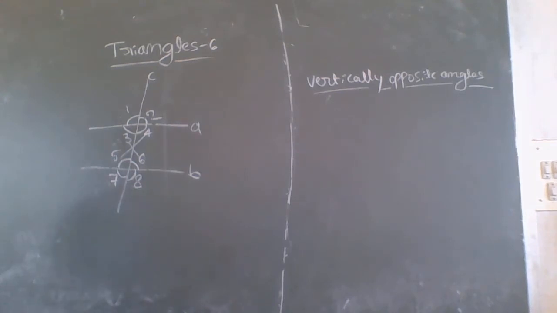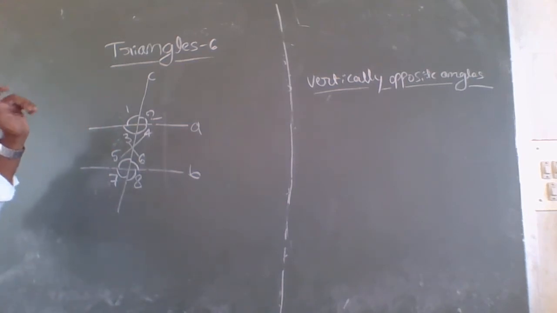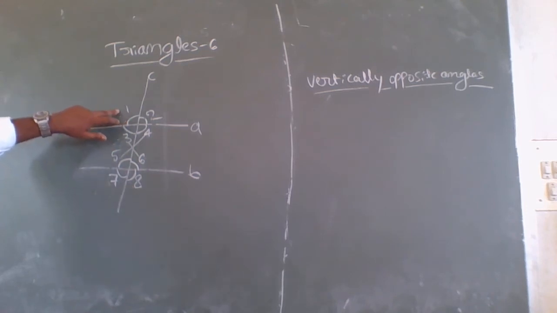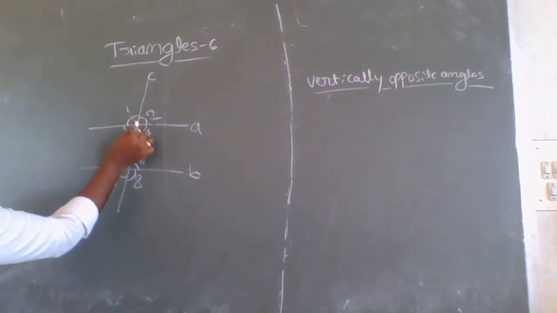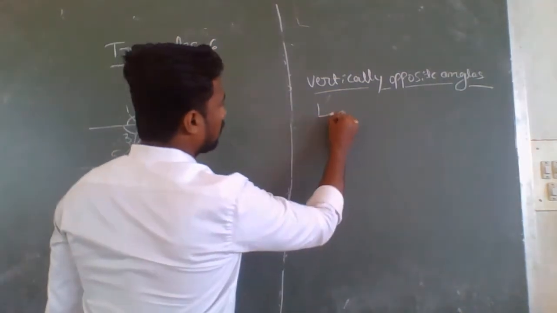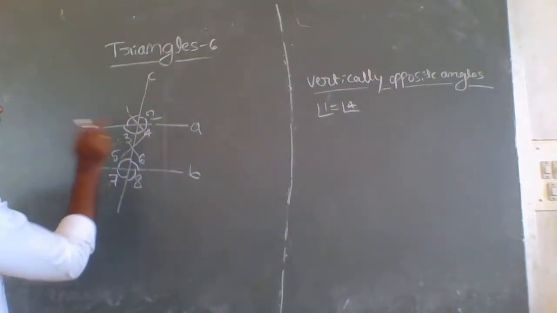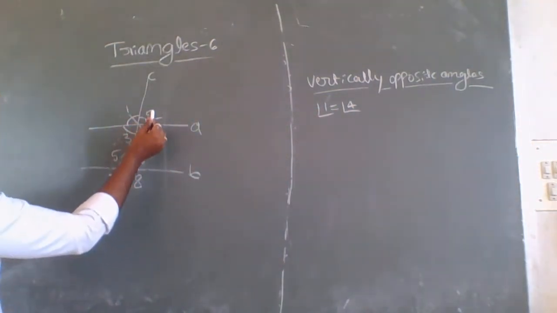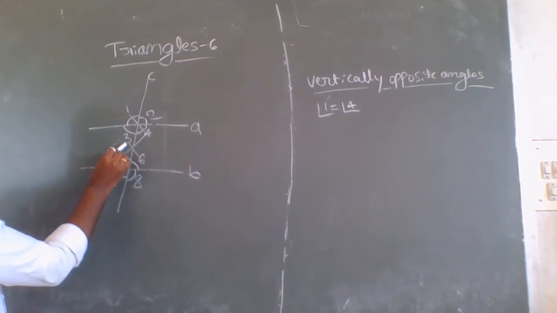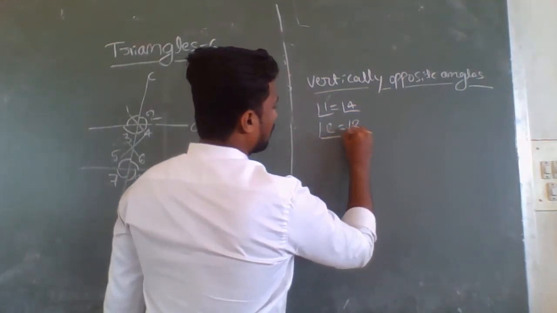Vertically opposite angles. As the name indicates, here the angles are vertically opposite to each other. Here angle 1 is vertically opposite to angle 4. Therefore angle 1 is equal to angle 4 because these are vertically opposite. Like this only, angle 2 is equal to angle 3.